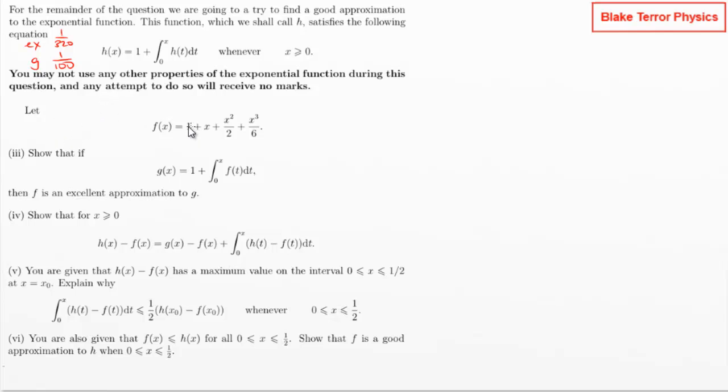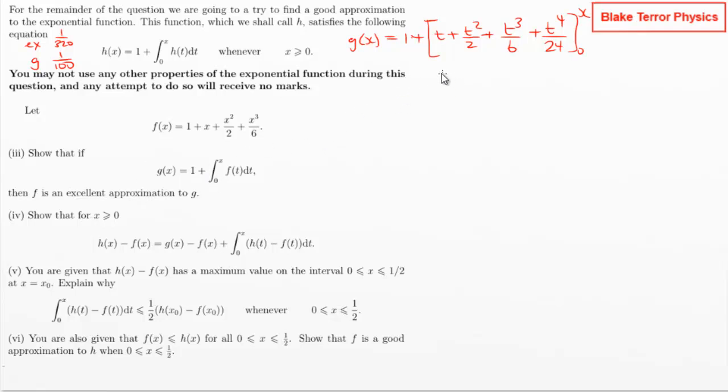So let f of x equal that. Show that if g of x is this, then f is an excellent approximation to g. We've got an integral of f of t there, but same thing. So g of x is going to be equal to 1 plus the integral of this thing. We'll get t plus t squared over 2 plus t cubed over 6 plus t to the 4 over 24, between 0 and x. So we're just going to be sticking x's into all of these. And then we need to show that it's an excellent approximation.